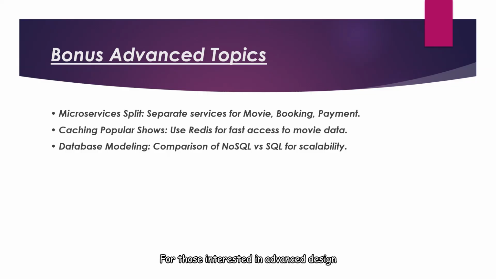For those interested in advanced design topics, let's briefly touch on a few concepts. Microservices architecture. The system could be split into separate microservices for each function: movie management, booking management, and payment processing. This approach would improve scalability and allow each service to be deployed and maintained independently. Caching. We can implement caching for popular movies and shows to improve the response time when searching for movies. This will ensure that the system can handle high traffic while keeping the user experience fast and responsive.